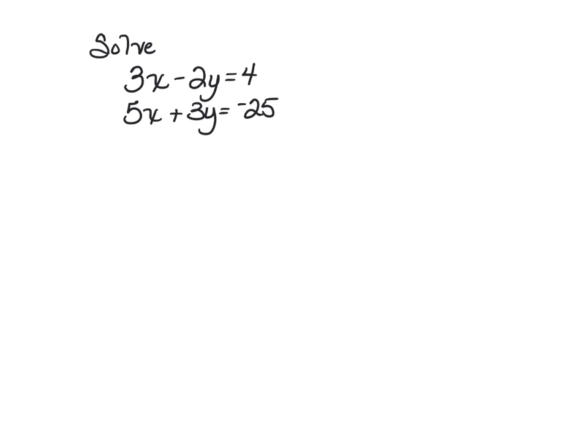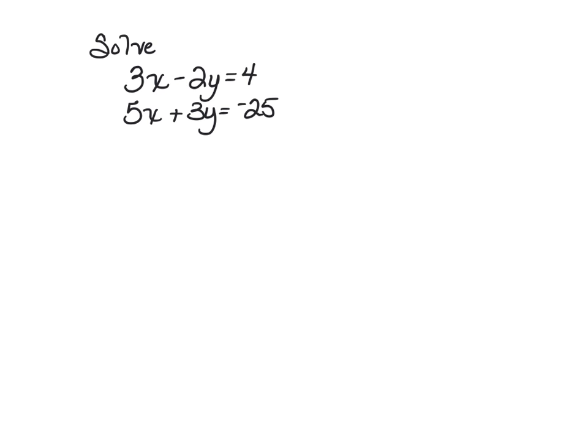Okay, our next example is asking us to solve 3x minus 2y equals 4 and 5x plus 3y equals negative 25. And so again, I always like to stop and look, and it doesn't look like I can just multiply one equation by a number to eliminate a variable. So it looks like I'm going to have to multiply both equations, and sometimes you do. And so again, at this point, you have to make a choice as to which variable you're going to eliminate.